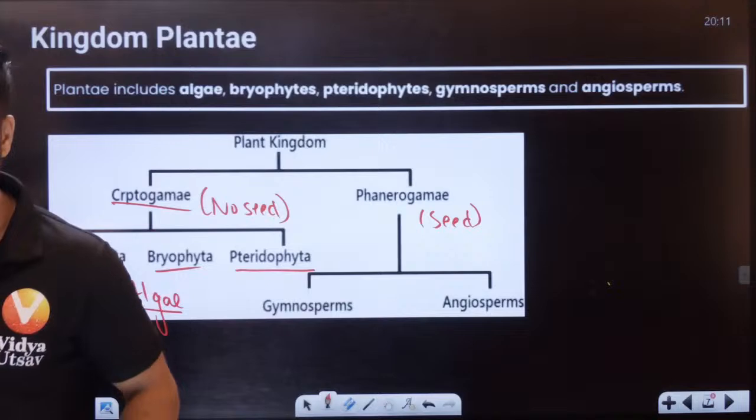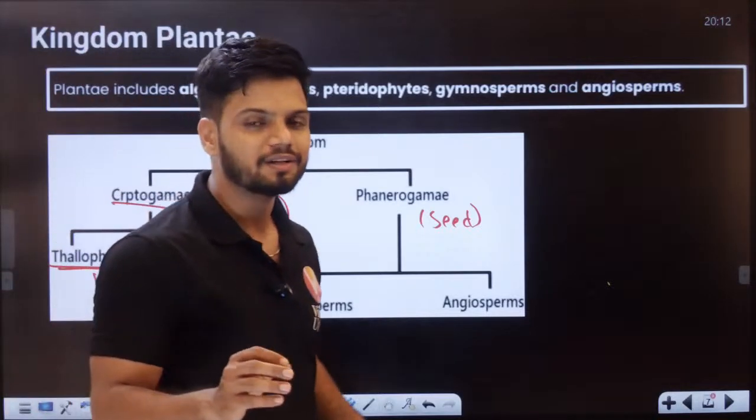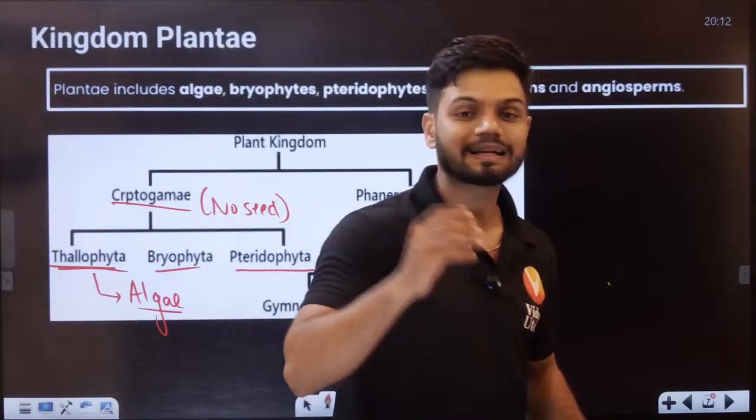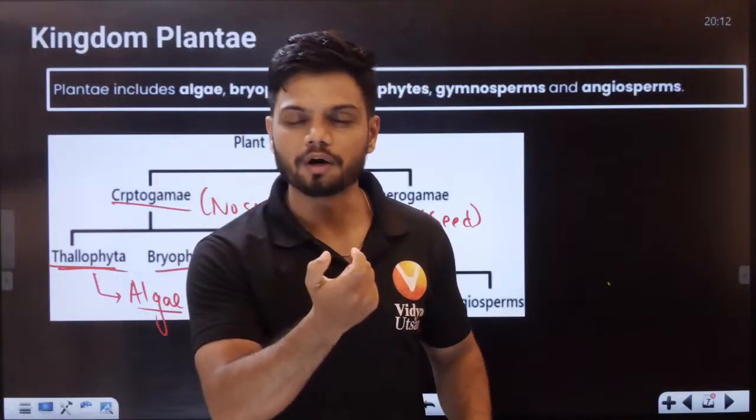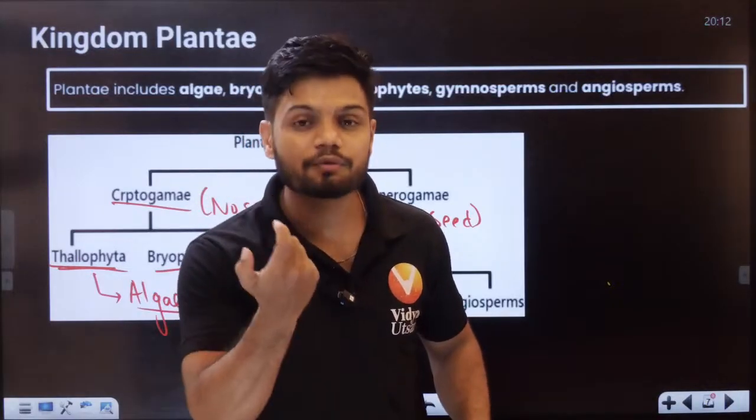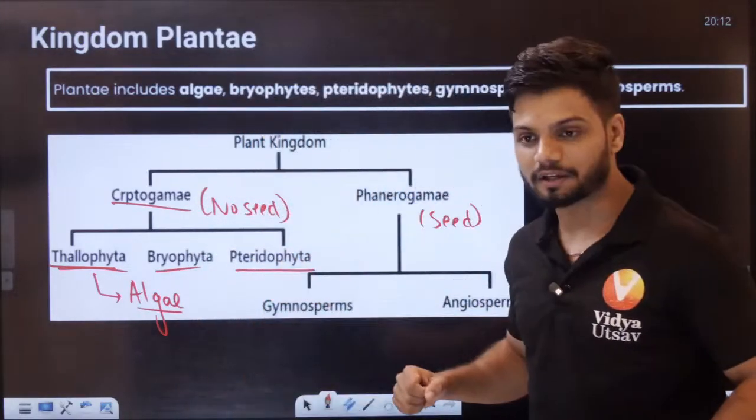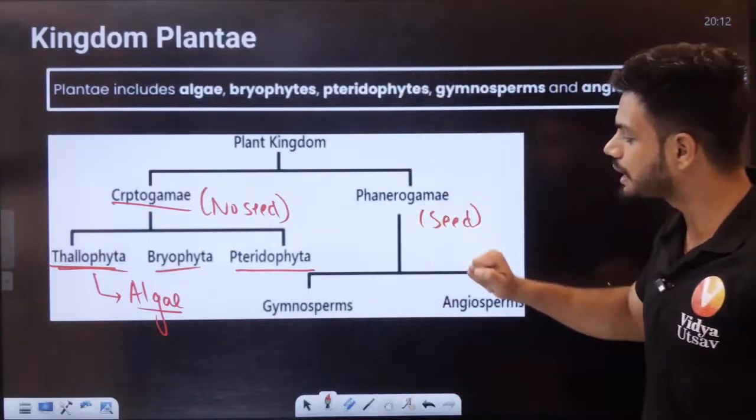Merit index, no. I am talking about something different. I am talking about your xylem and phloem, the conducting tissues. Xylem for your water, phloem for your food, all that was observed in your pteridophyta. Okay, students. Then we have phanerogams here.